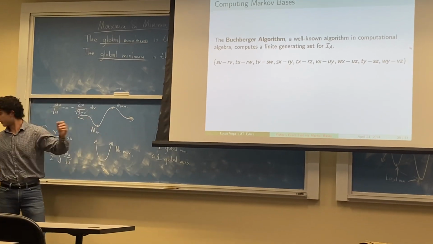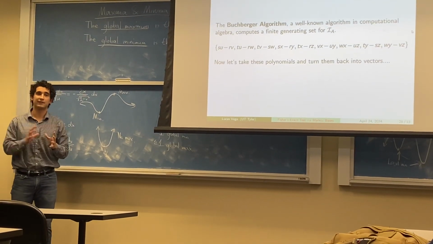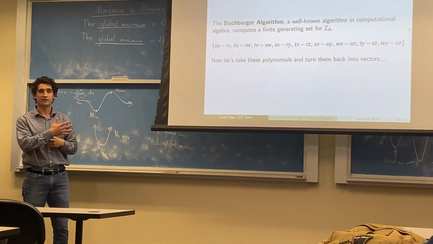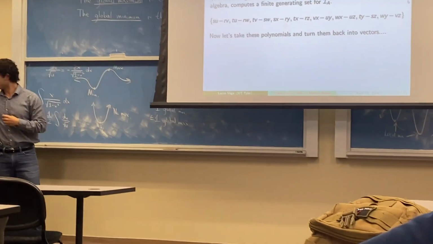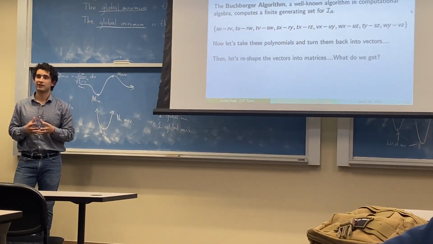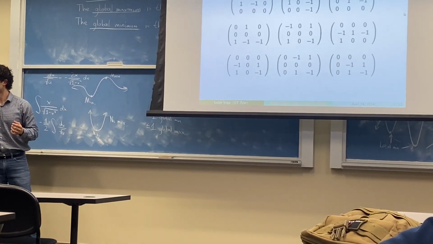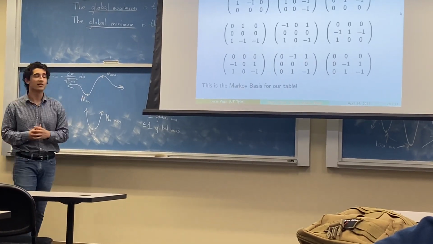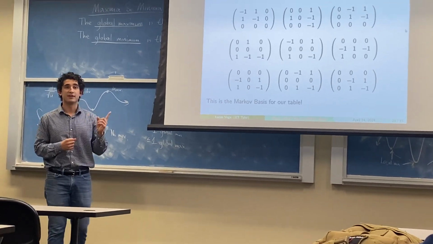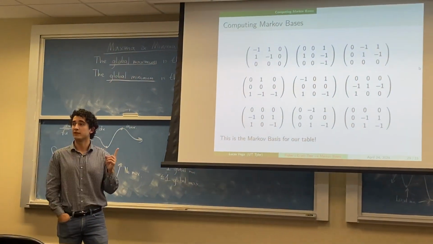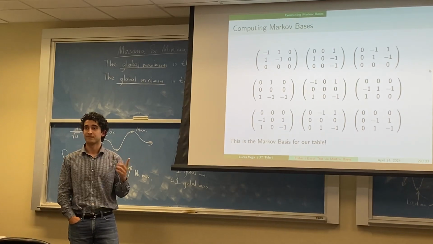Well, we're going to turn the set of polynomials back into vectors, like we did in the previous slide, and then we're going to reshape those vectors into matrices. What do we get? This is our Markov basis. This is the thing we need to run the Metropolis-Hastings algorithm.